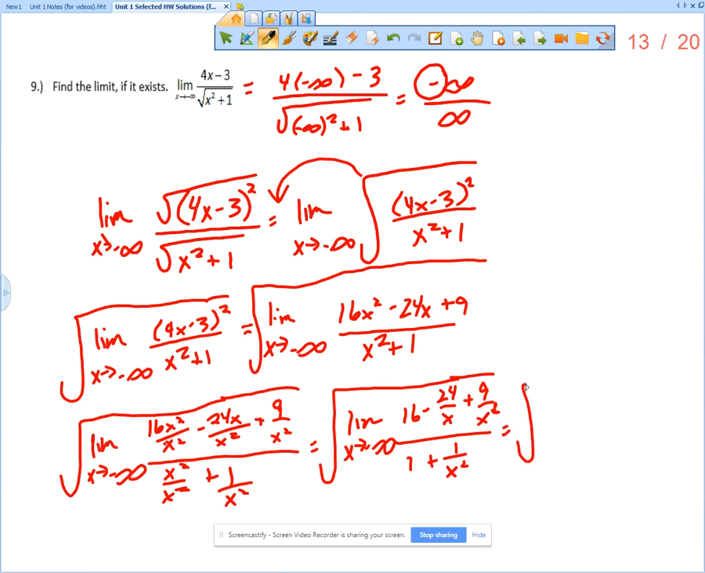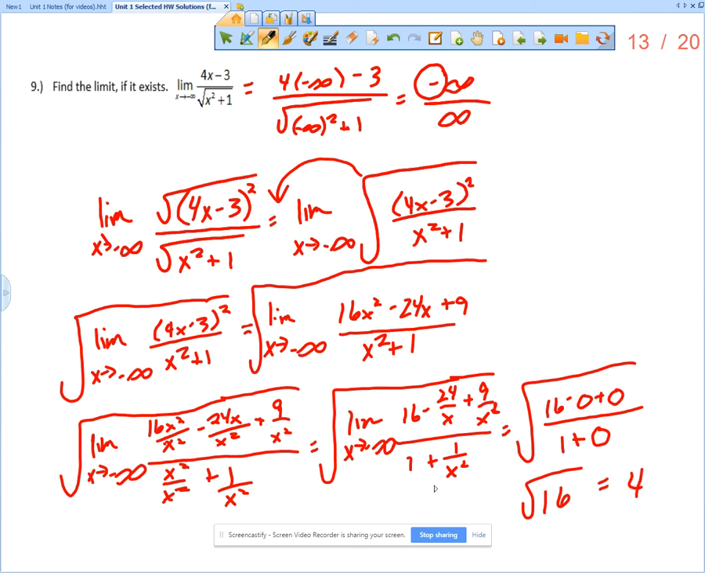So now I have the square root of, so I get 16 minus 24 over negative infinity, that's 0, plus 9 over negative infinity squared, that's 0. So 16 minus 0 plus 0, that's 16. And then I have 1 plus 1 over negative infinity squared, that is also 0. So I have 16 over 1. So I have the square root of 16, which is 4.